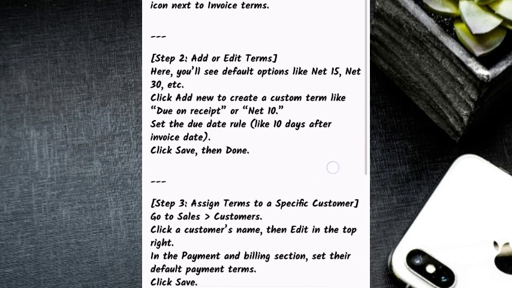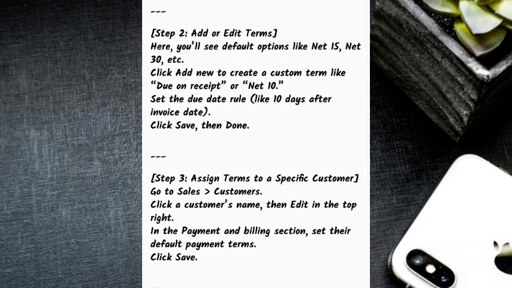Step 3 is to assign terms to a specific customer. So go to sales, customers, and then click a customer name and then edit in the top. In the payment and billing section, you're going to set the default payment terms. Once that's done, click save.